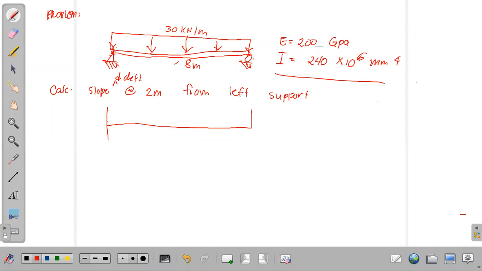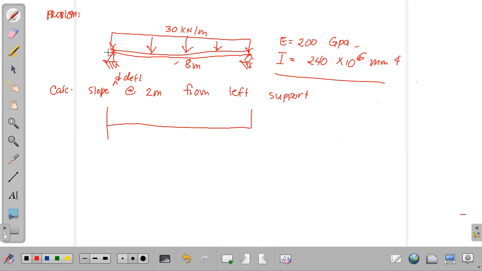Using E equal to 200 GPa, and our I is 240 times 10 raised to 6 mm to the 4th. We have to calculate the slope and deflection at 2 meters from the left support. So what we will solve here is the slope and deflection at 2 meters from the left support. Okay? As we said earlier, the first thing we will do is determine the reactions.